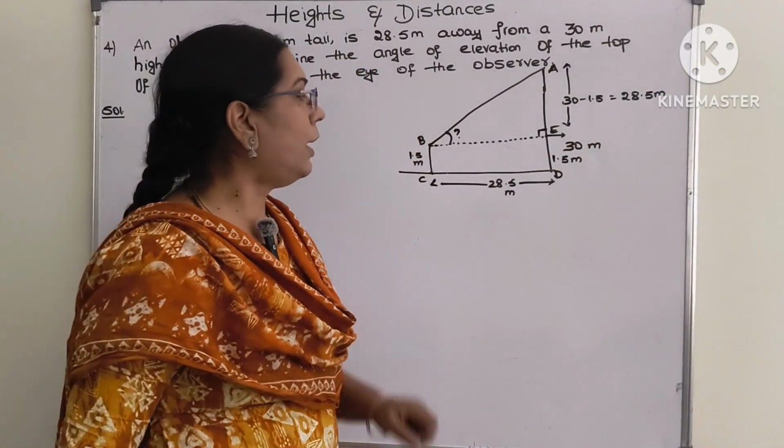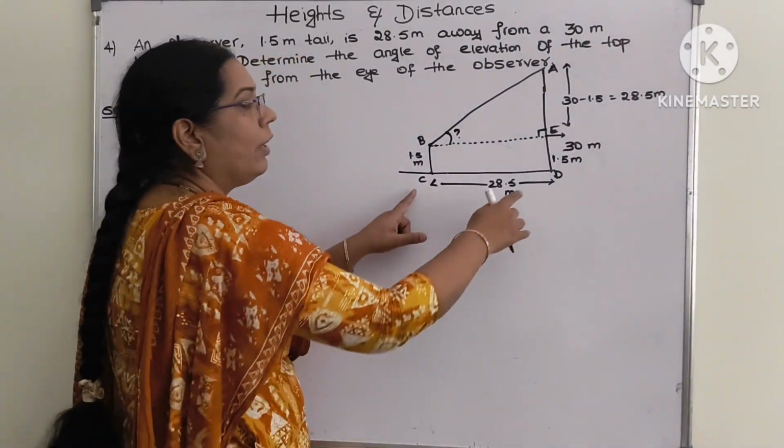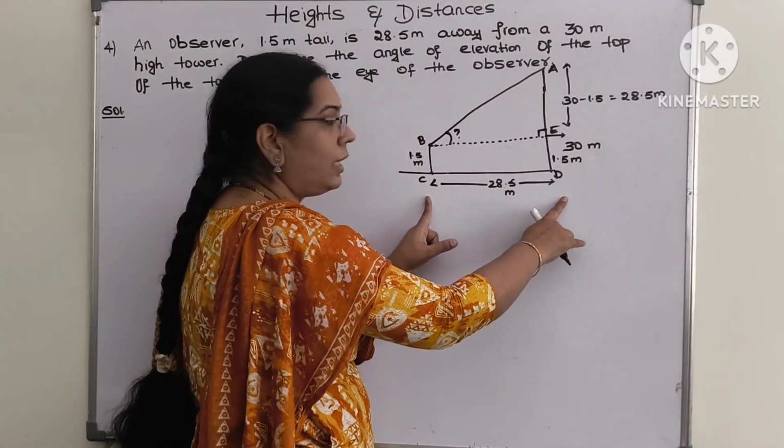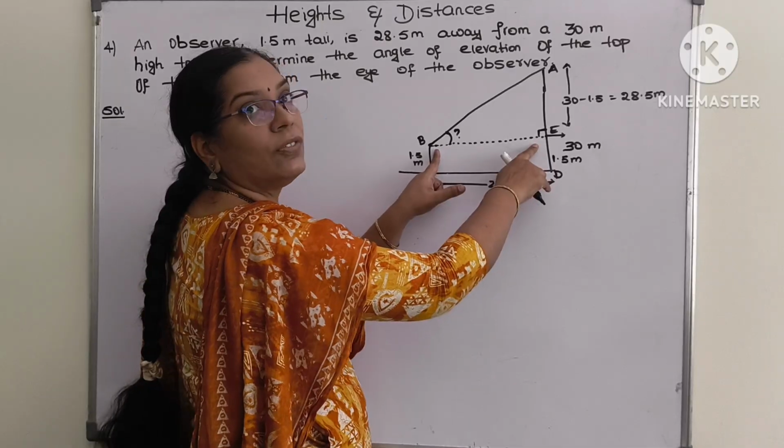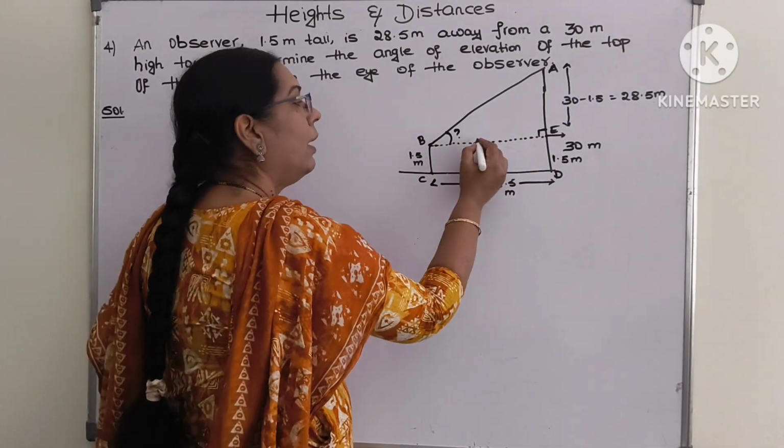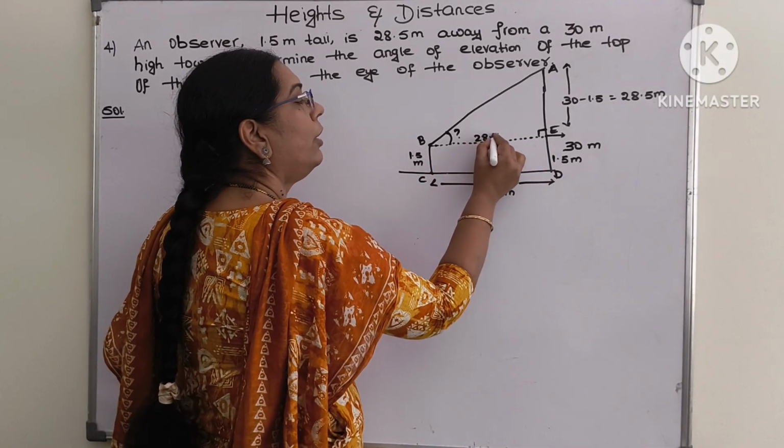This is 28.5 meters. Again, if the distance from C to D is 28.5, how much will be the distance from B to E? Again, it is 28.5.